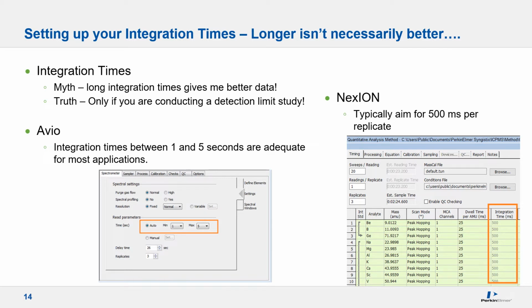On the Avio 500, an auto integration between 1 and 5 seconds is adequate for most applications. On the NexION, we typically aim for about 500 milliseconds per replicate. Remember, all we need to do is meet our analytical objectives so that the method is fit for purpose.